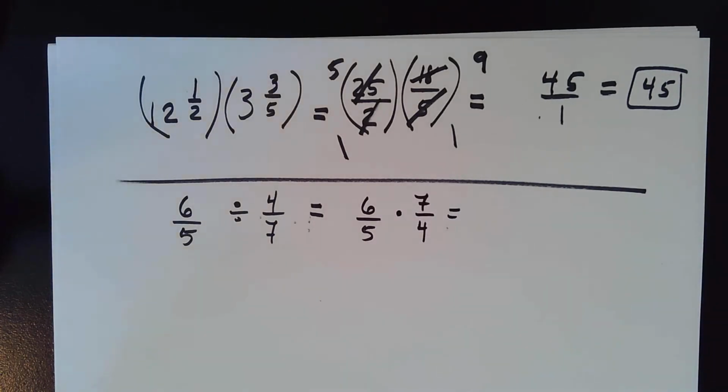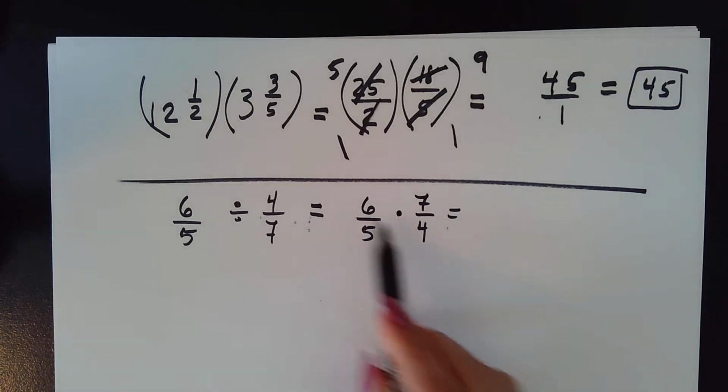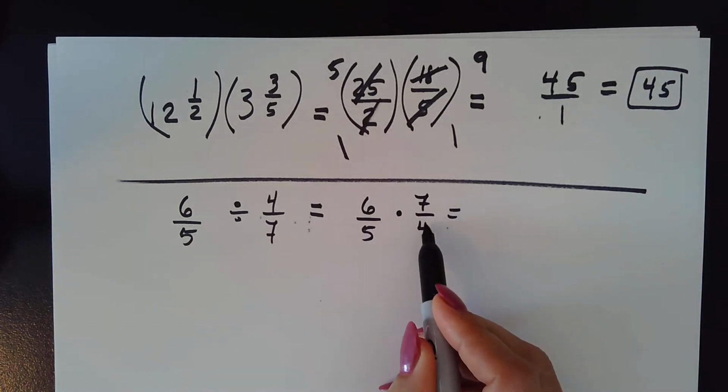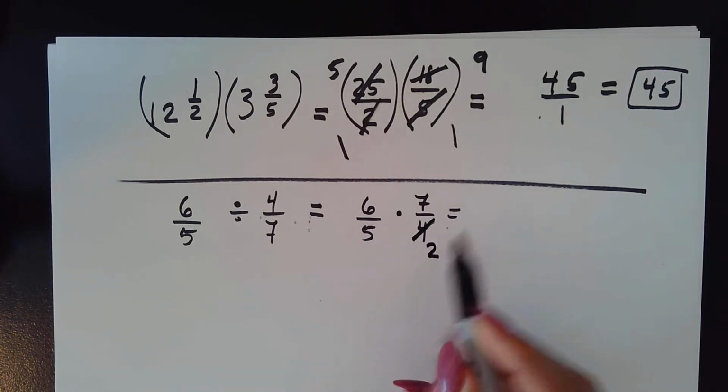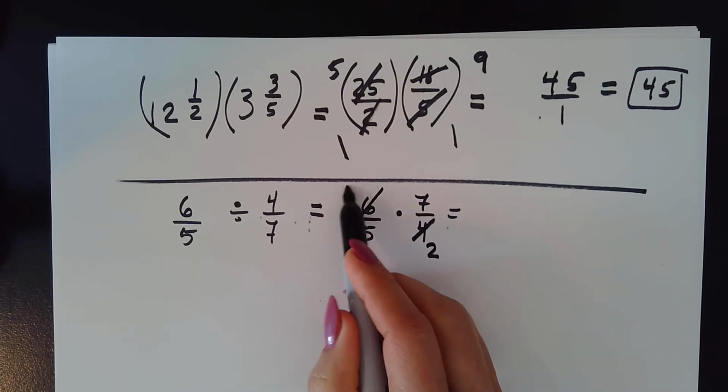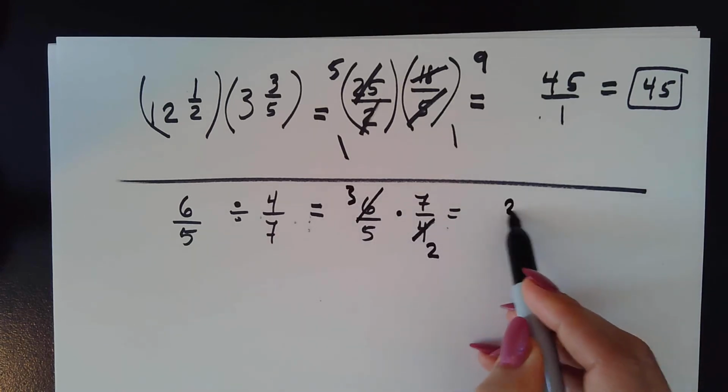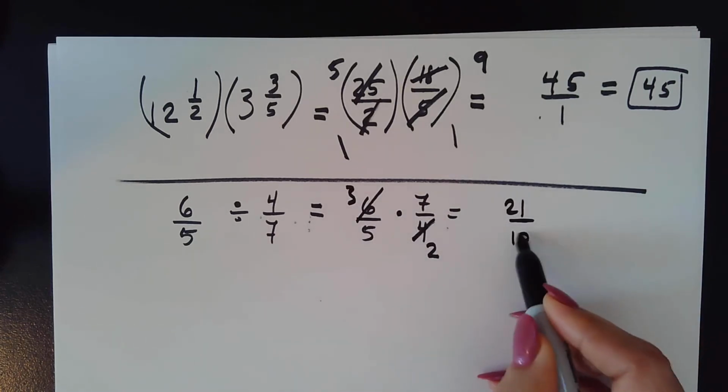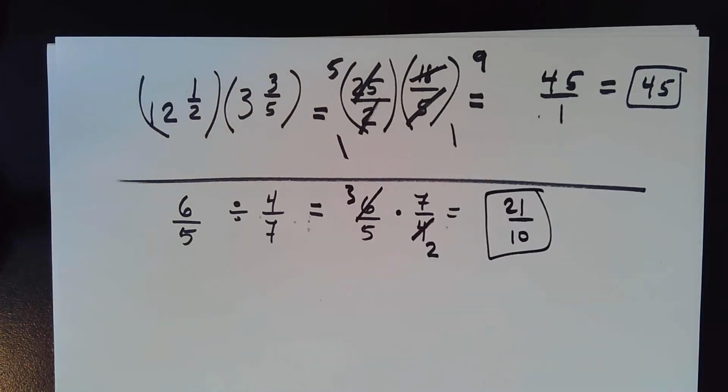And then once you have that, you can simplify diagonally first, because it makes it easier, right? So 6 and 4 can be reduced. 2 goes into 4 twice, and 2 goes into 6 3 times. 3 times 7 equals 21. 5 times 2 equals 10. And this will give us 21 over 10. All right? Excellent. Okay.